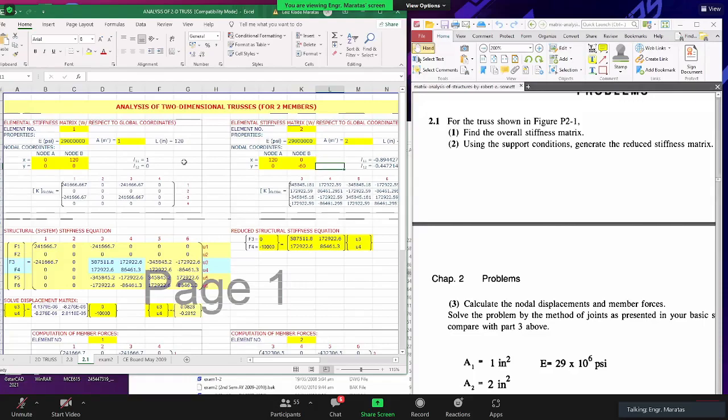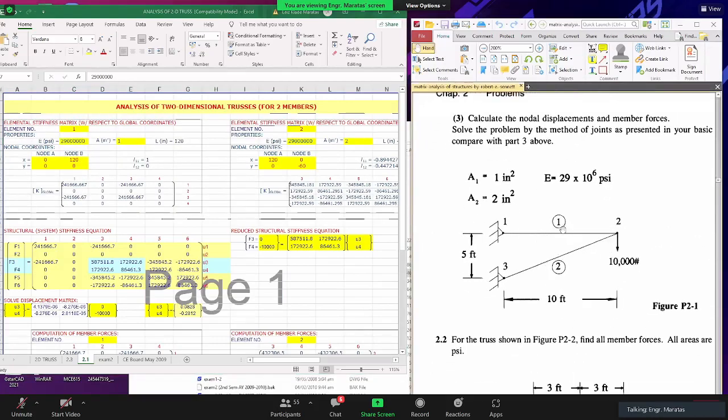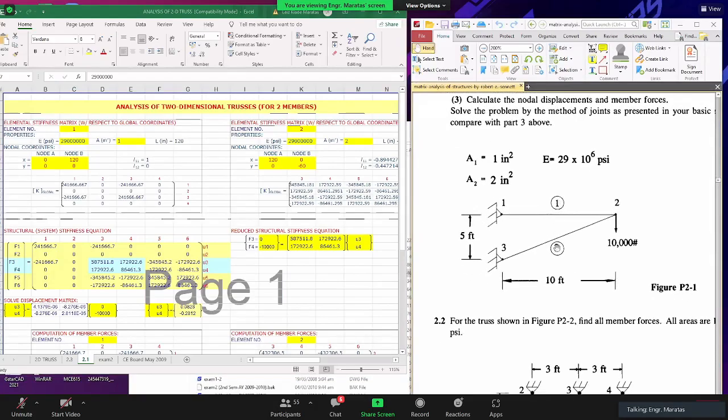Programming languages, no? So this is what I set up. You can make it so that for each element, you get the stiffness matrix, meaning per element or per member. So you copy it and change the other data. For example, for this problem, there are only two members, element 1 and element 2.